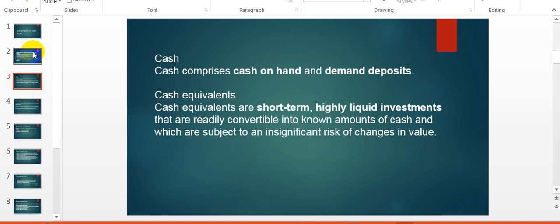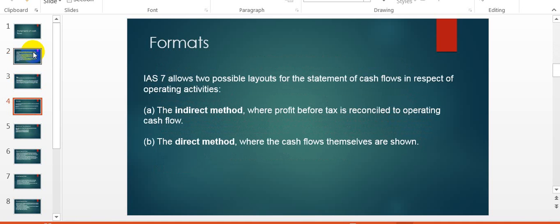There are two methods of preparing the statement of cash flow. The first one is an indirect method. This is where the profit before tax is reconciled to operating cash flows. Then there's also the direct method, where the cash flows themselves, just the cash flows themselves are shown. But for exam purposes, the examiner has mostly tested the indirect method.